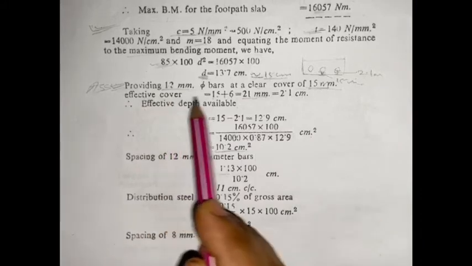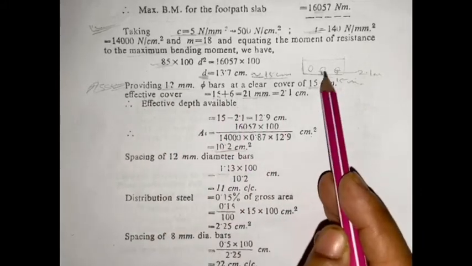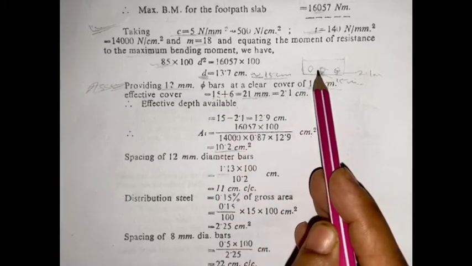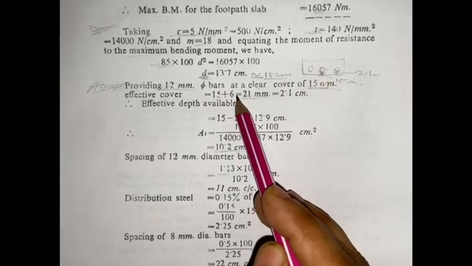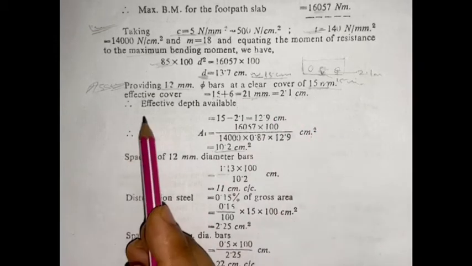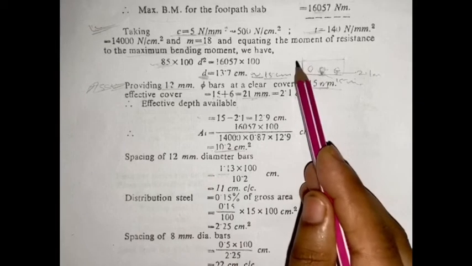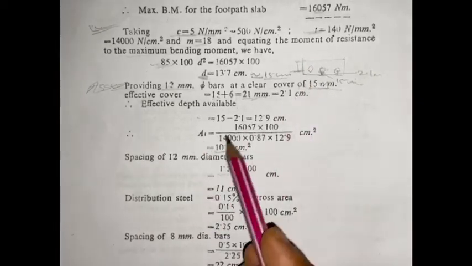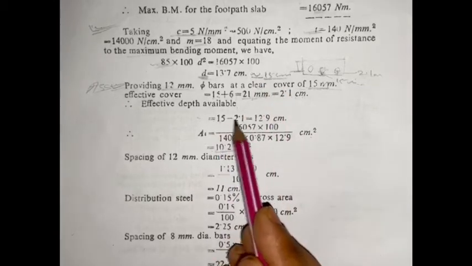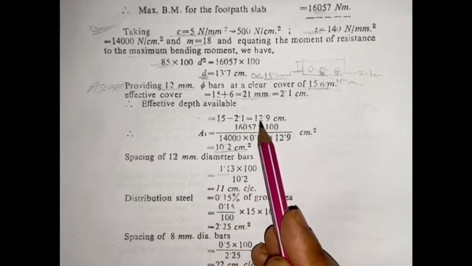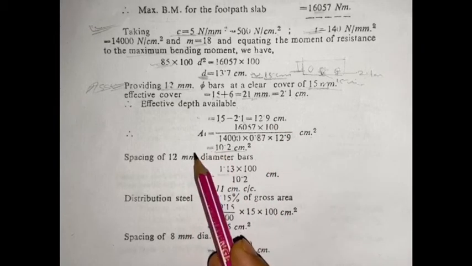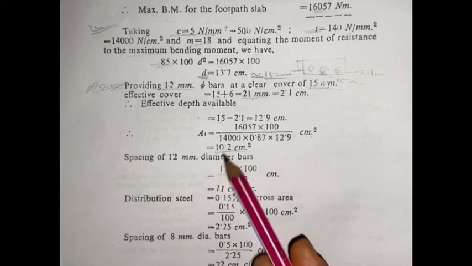And for the effective cover, 15 mm plus half of this 12 mm dia bar, so half of this is 6, so 15 plus 6 equal to 21 mm, that is 2.1 centimeter. Now the effective depth available, from here to here, we have 15 minus 2.1, we have taken 15 centimeters, so 15 minus 2.1, that is 12.9 centimeter.